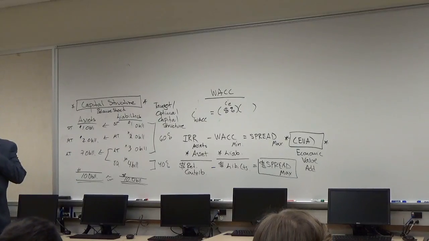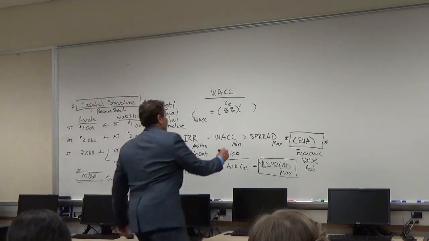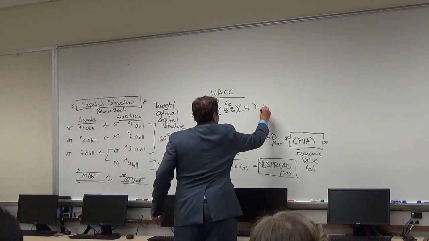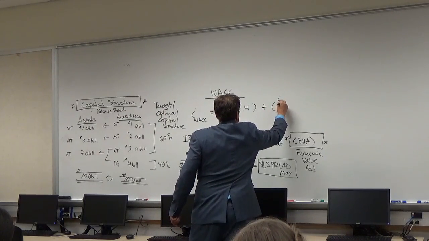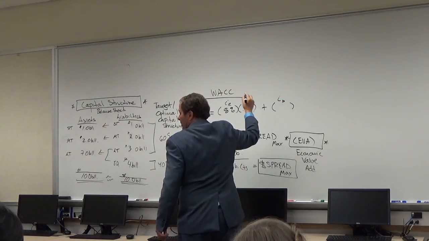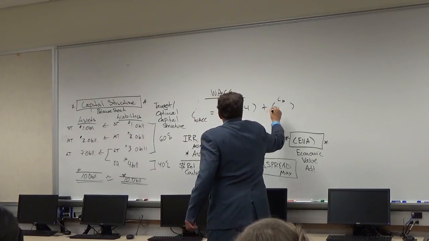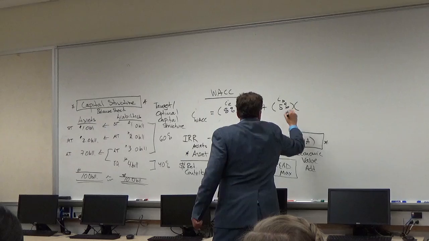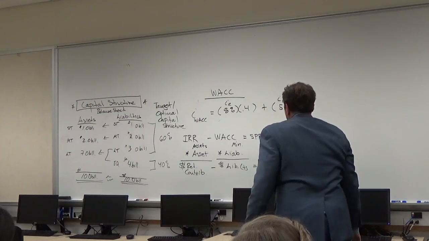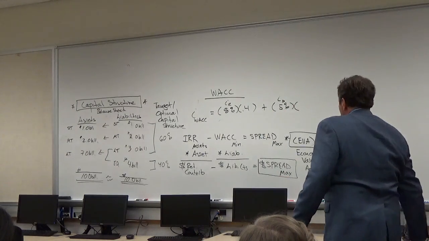What are we going to use? 40%. We're going to use 30%, okay, 0.4. And what's the cost of the debt? What are we going to use? 5%. Okay, and then what's the, oh, shoot. We have to do two calculations.